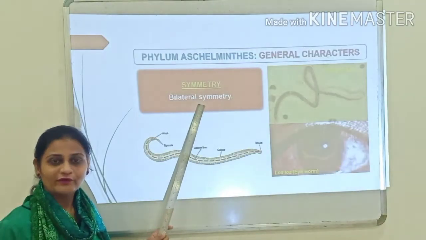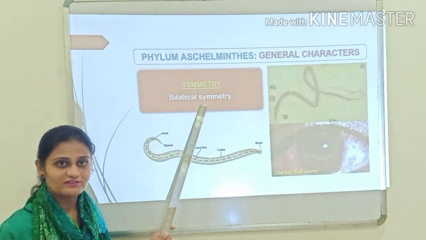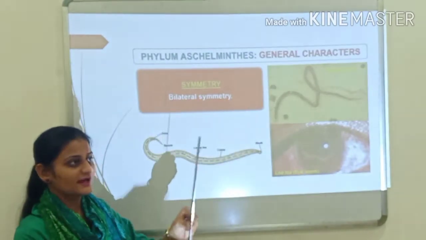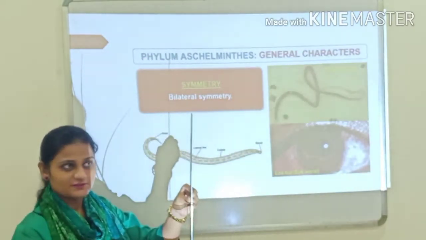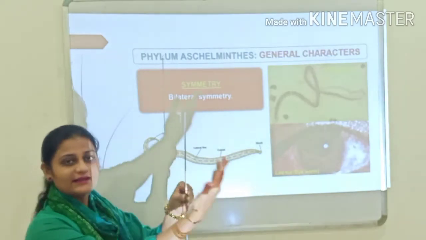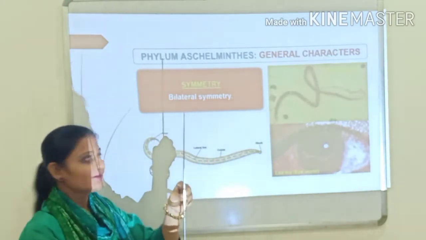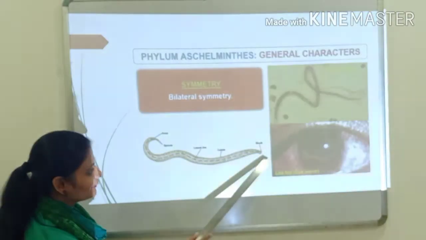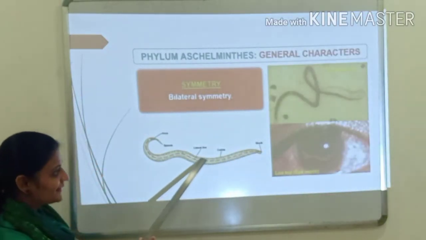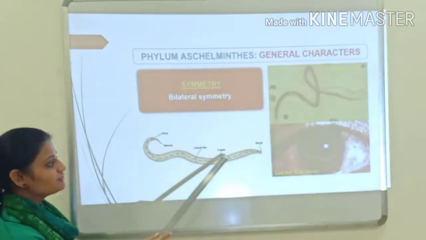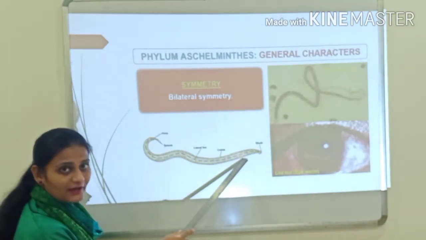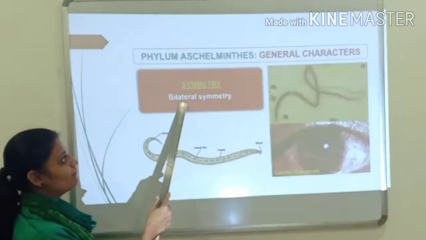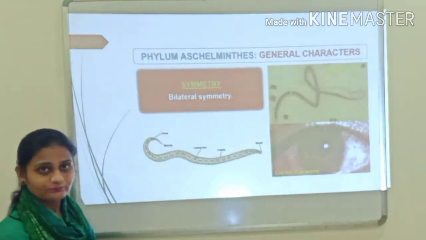Bilateral symmetry we have already studied, but let us repeat it once again. Bilateral means when the body is cut in the vertical plane like this, the right and the left half of the body will be produced. That is called bilateral symmetry. If you see in this diagram, when the body is cut from the central plane, the two halves, the right and the left half, which are equal or similar, are produced. So that is called bilateral symmetry.